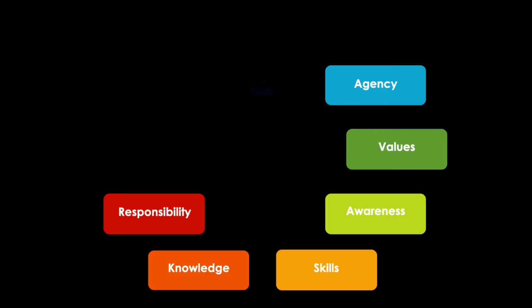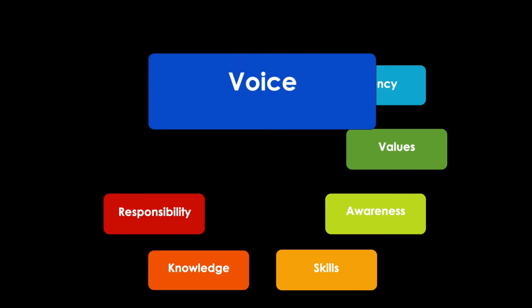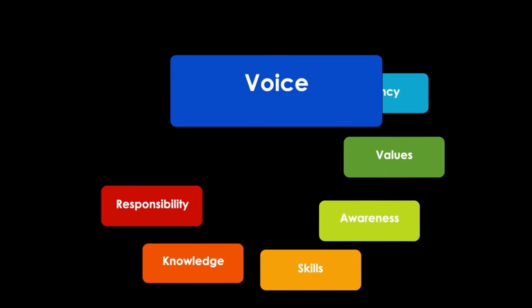Then we have voice. No matter how old a child is, they want us to listen. Therefore, learners must be encouraged to share their voice and work towards solutions to the many problems and challenges experienced in our world today. Now, I know that many of you are thinking, isn't voice and agency the same? No, they're not. In our workshops, we go into detail and you will then be able to gauge the differences.